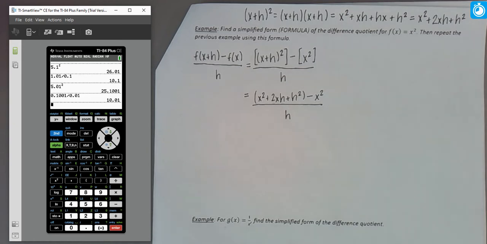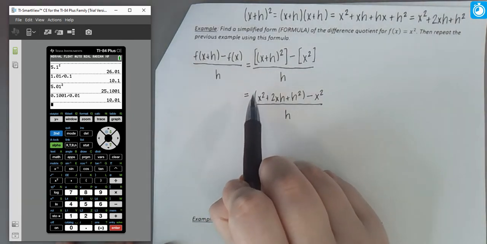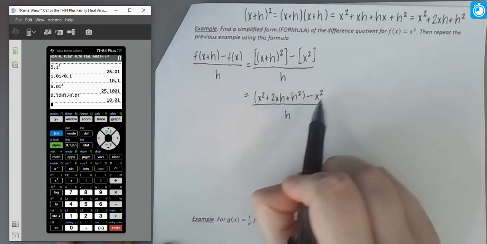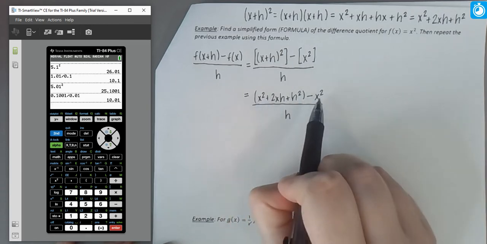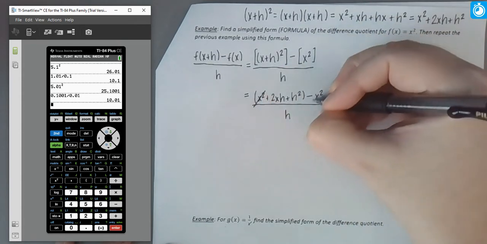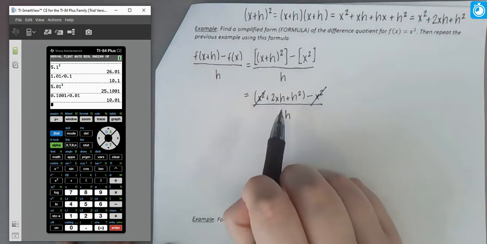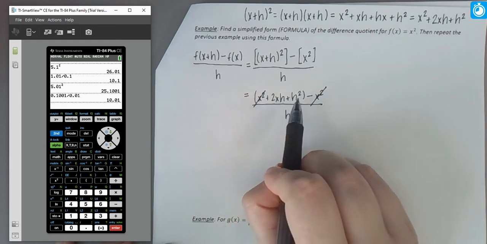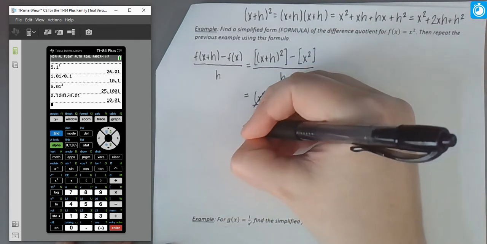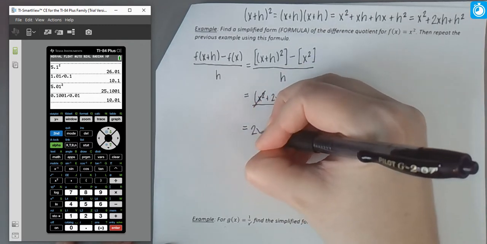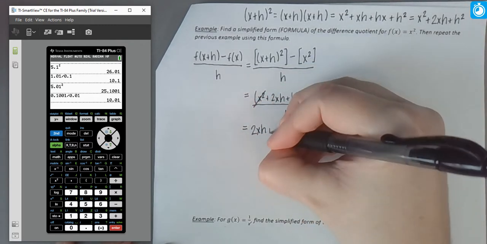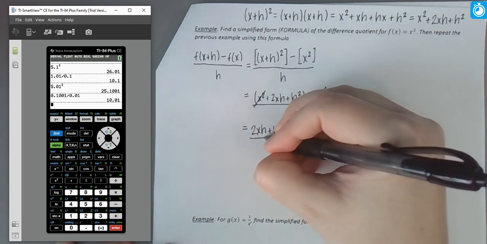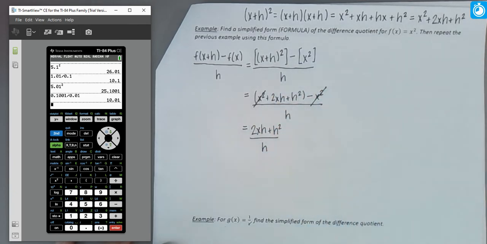So at this moment, we're matching up like terms, but all of the like terms are going to match in a very specific way. Notice we have a positive x squared, and then over here we're subtracting an x squared. Those two terms are equal and opposite, which means they cancel out. Now these other two terms are not like terms, and there's nothing we can do with them. But again, notice what they have in common. There's an h in both of those terms. So let's write what we're left with: 2xh plus h squared, and then also that denominator of h.